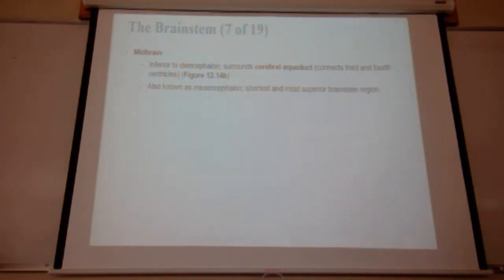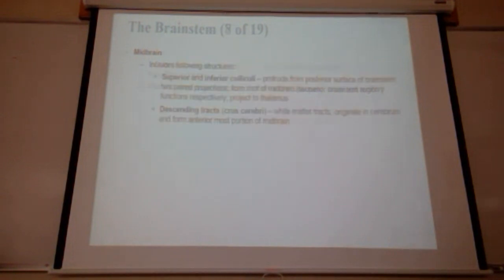This is where we find our third and fourth ventricles. This is also known as the mesencephalon. It is the shortest and most superior brainstem region. The midbrain contains the superior and inferior colliculi, which protrude from the posterior surface of the brainstem. There are a pair of projections that form the roof of the midbrain, a structure called the tectum.